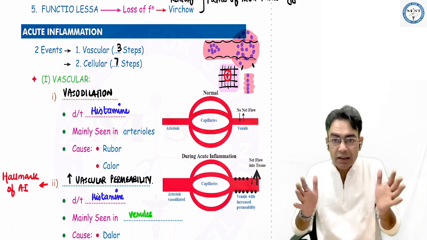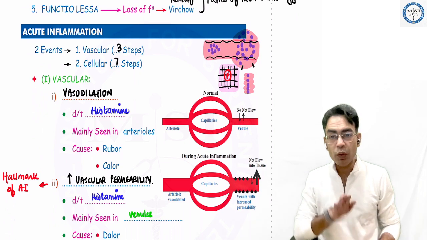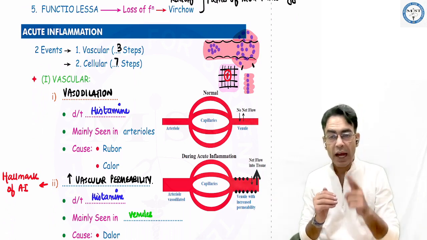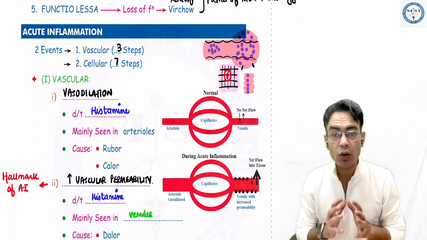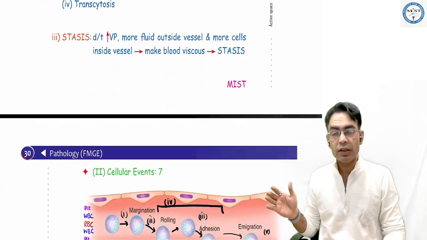And because the permeability has increased and the plasma has leaked out, inside the blood vessel you have thickening of blood, and therefore stasis happens, a slow flow of blood. Now, vasodilation and increased vascular permeability are both caused by histamine. Please remember that. Now, in the cellular events, we have the 7 events.